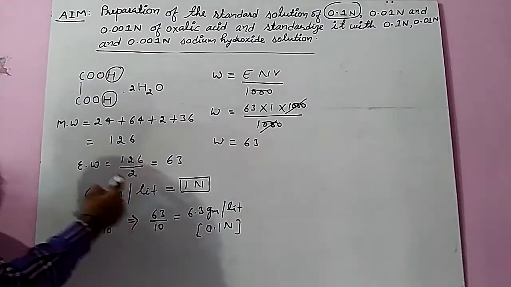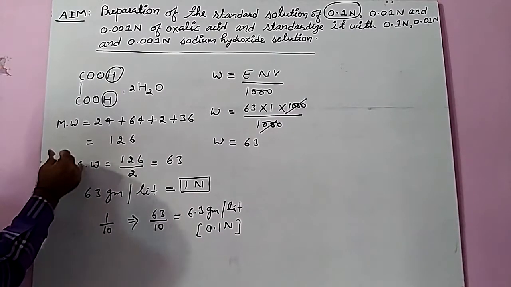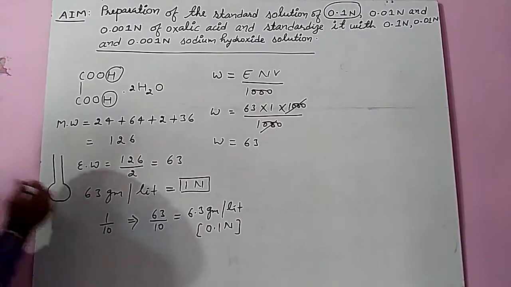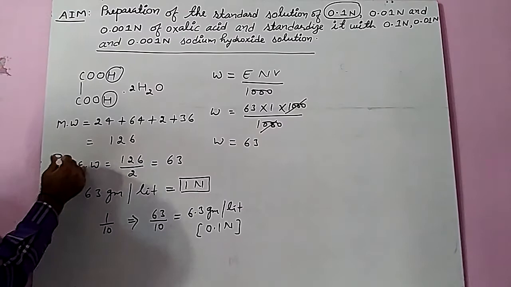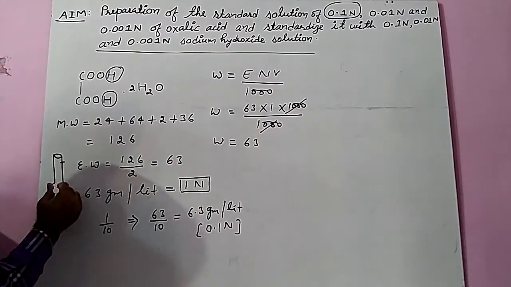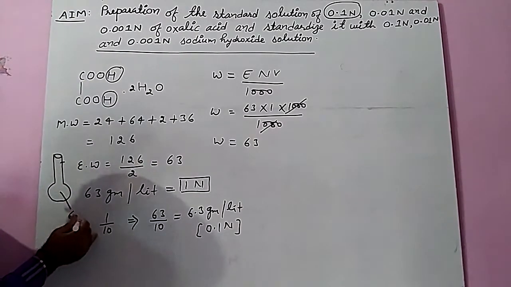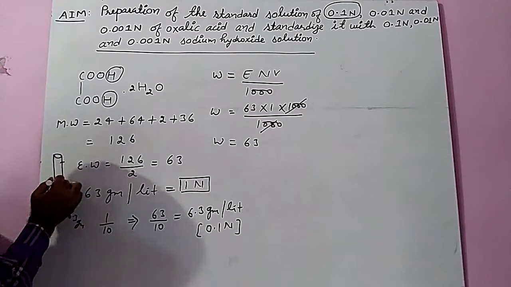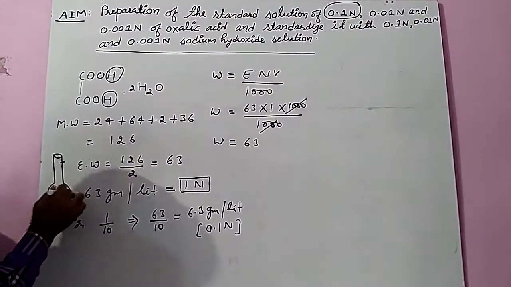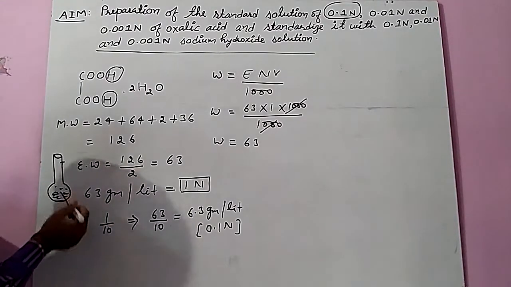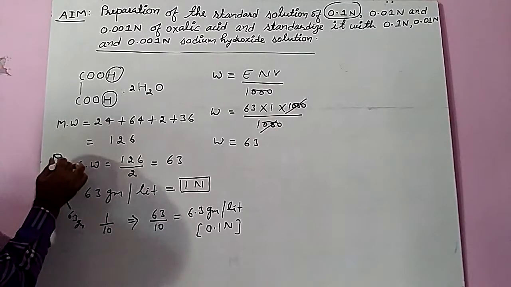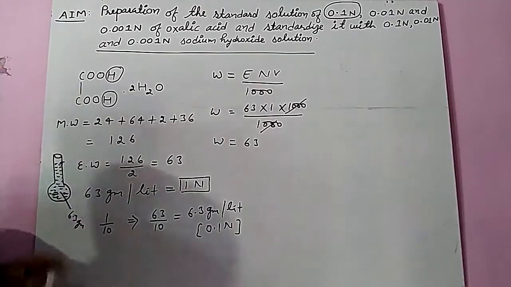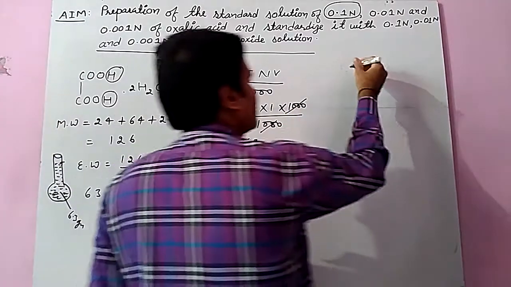How to prepare this? Take a volumetric flask with a mark of 1 liter, first add 6.3 gram of oxalic acid and a small amount of water, and shake continuously. Then fill distilled water up to the 1 liter mark for the preparation of oxalic acid. Same pattern applies for NaOH.